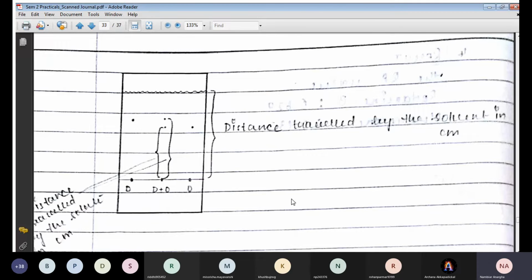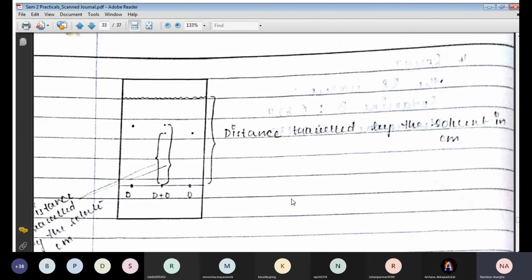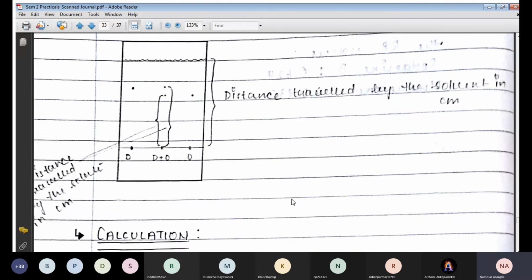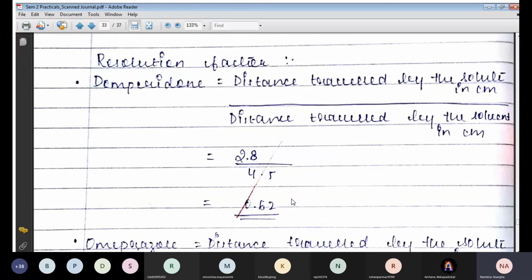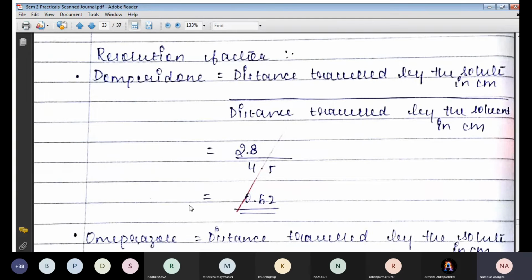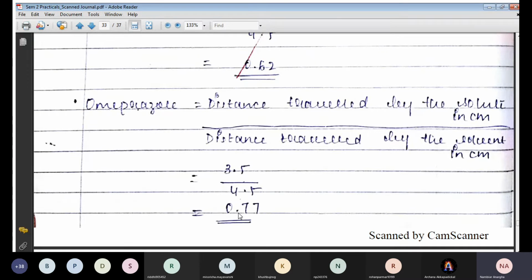Let's see the Rf value of domperidone and omeprazole. See, again, this has moderate polarity, moderate interaction between both the mobile phase system and the stationary phase. Omeprazole has more affinity towards the mobile phase than the stationary phase, right? From these values, we can conclude that.